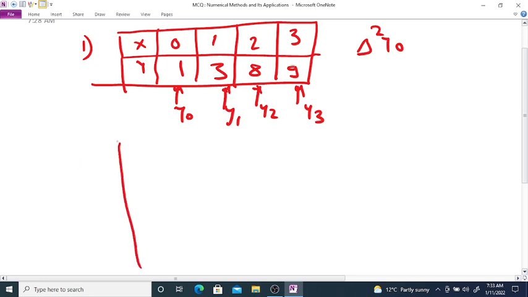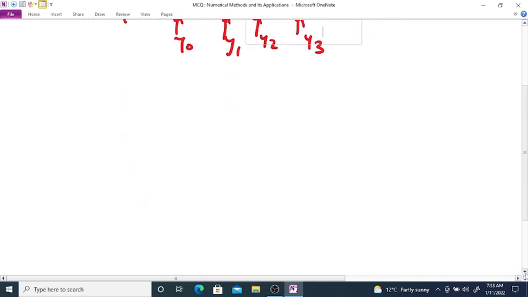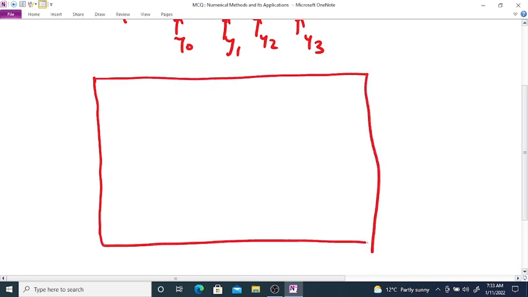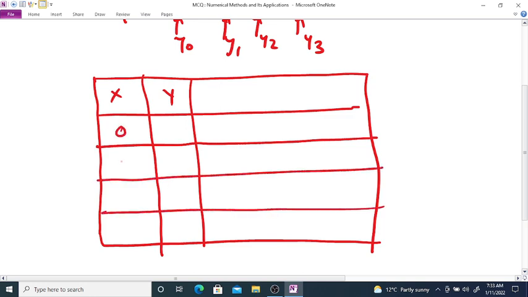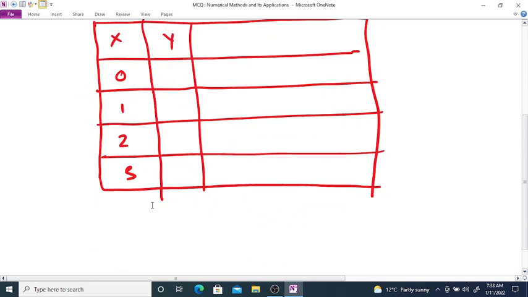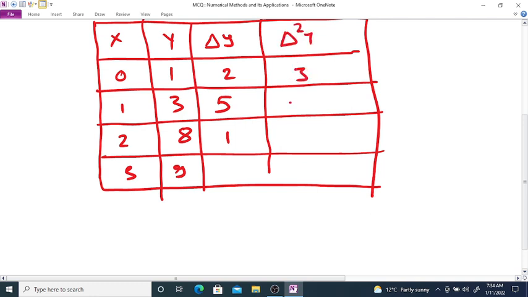The first technique is to use a forward difference table. So this is x0, y0. It is x and y. It is 0, 1, 2, 3. The values of y are 1, 3, 8, 9. Then delta y is equal to 3 minus 1, it is 2, 8 minus 3, 5, 9 minus 8, it is 1, and delta square y is equal to 3 and minus 4 and so on.